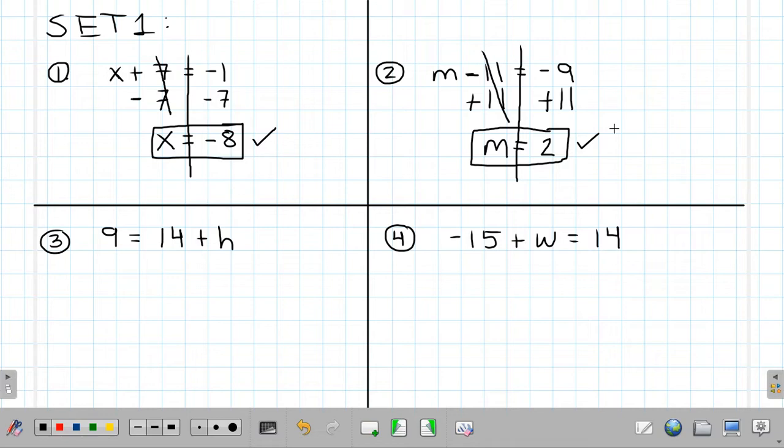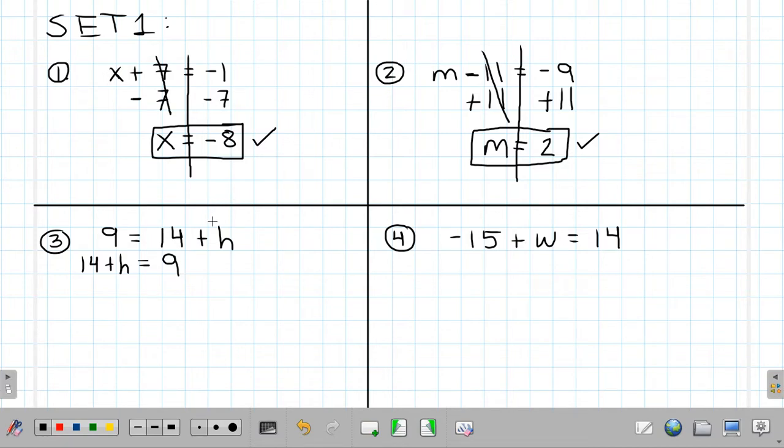Now, number 3, we get into something a little bit tricky here. Some of you might recognize, okay, so the variable here is h. So we have 9 is equal to 14 plus h. Well, some of you see the variable is actually on the right-hand side, which is perfectly fine. You could actually solve this just as well with the variable on the right-hand side as on the left-hand side. But just to be consistent here, I always like to have my variable on the left-hand side.